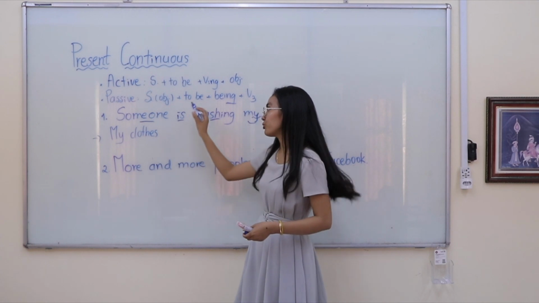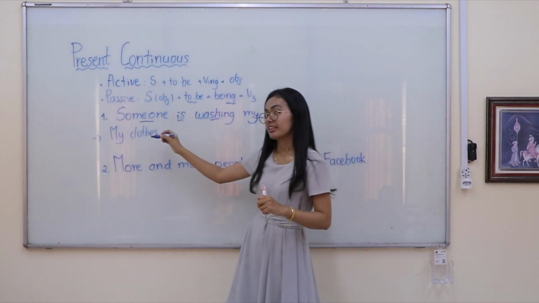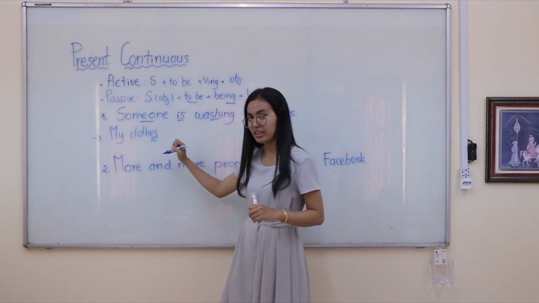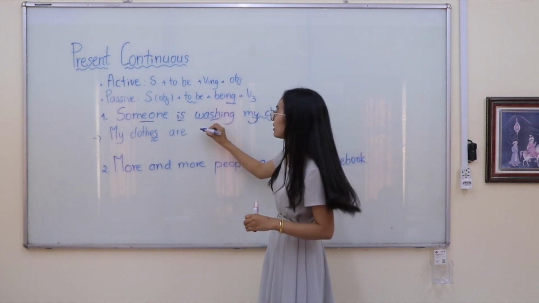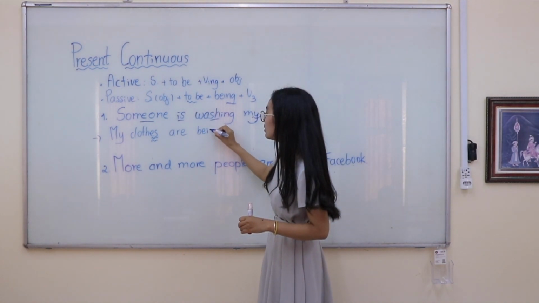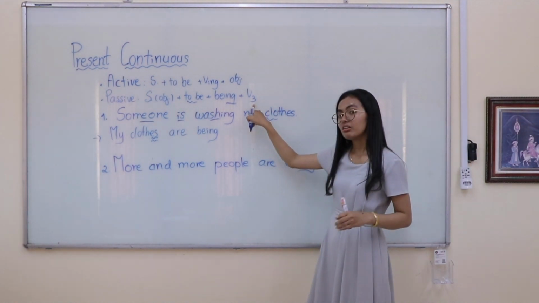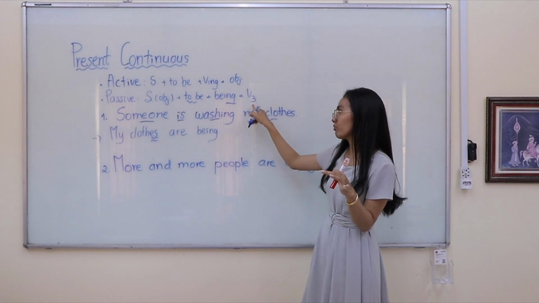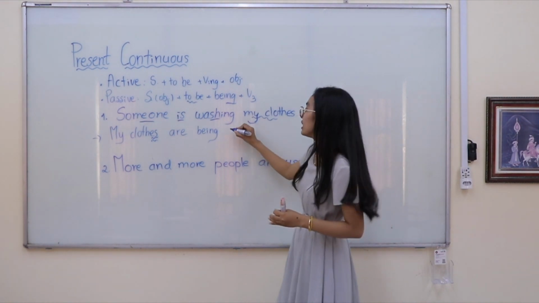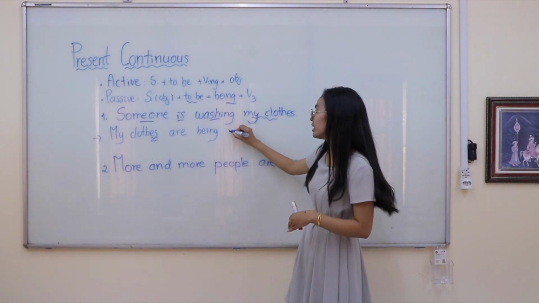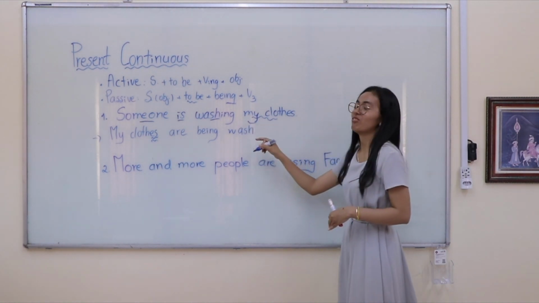And then we need verb to be. What is it? We have am, is, and are. So which one? If we check my clothes here, it's a plural noun. So of course we need to be are. We need being. And then we need a verb 3. Earlier I told you that we got this verb 3 from verb ing in the active sentence. So here we will need to use washing and change it into verb 3. And what do we add? We add ed, of course.